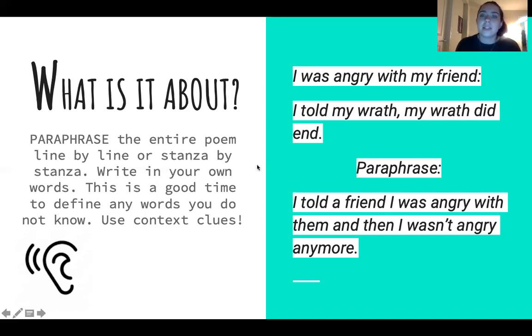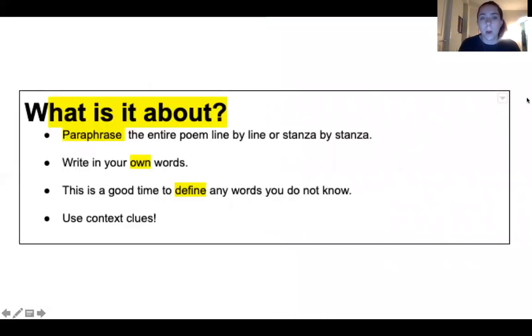So over here, I have an example of what this might look like. If a poem said, "I was angry with my friend, I told my wrath, my wrath did end," a way of paraphrasing that, putting it into our own words, might be, "I told a friend I was angry with them, and then I wasn't angry anymore." All right, on my next slide, just like I did for the T, I'm gonna have the notes for the W. You can pause the video here, go back to your digital worksheet, get these notes down.